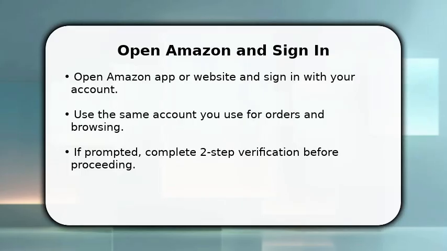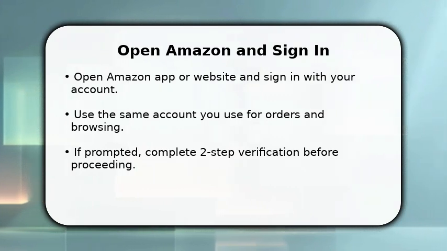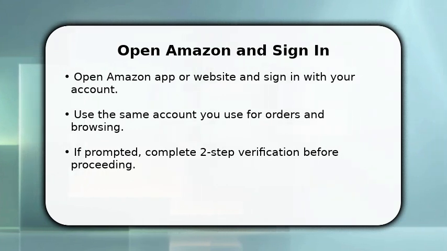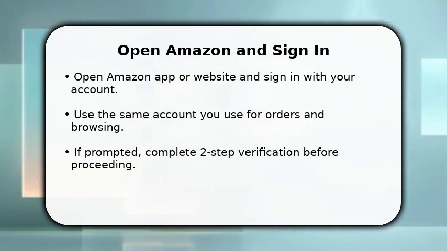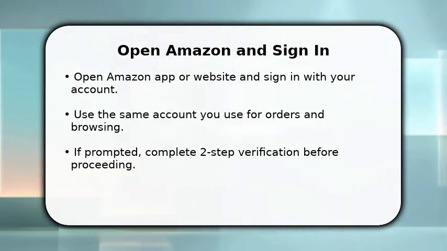You're starting at the Amazon homepage, signed into your account. That's essential. Once signed in, move directly to the top right menu labeled Account and lists to access account tools. Make sure you're on the correct regional site so results match your activity.